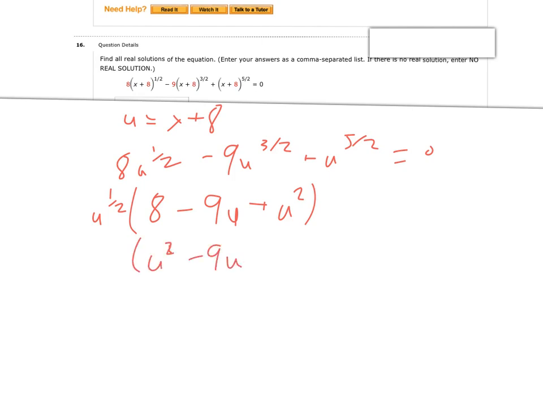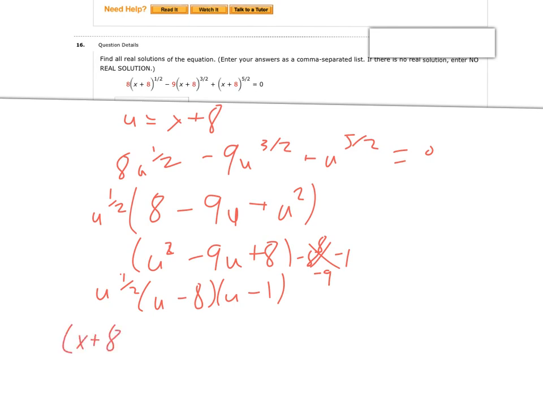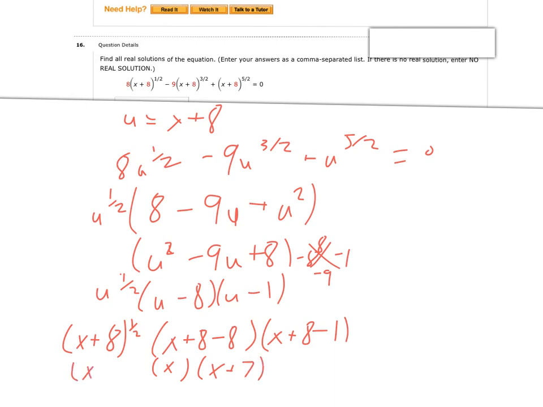I would just rearrange that into kind of the normal form, because I think we could do a diamond factoring on that. So I think if two numbers multiply to 8 and add to -9, it's -8, -1. So I got u minus 8, u minus 1, with this u to the 1/2 out front. And so now we'll plug u back in, and so this one will be x plus 8 to the 1/2, and this one will be x plus 8 minus 8, and this one will be x plus 8 minus 1. And so this one's actually just x, this one's x plus 7, and this one's x plus 8 to the 1/2.